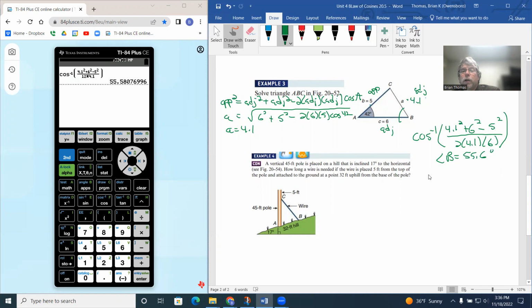So angle C, we can find by using the 180 degrees and subtract the other two angles. So 180 minus 42 minus the 55.6. And that's going to give me then 82.4 degrees.